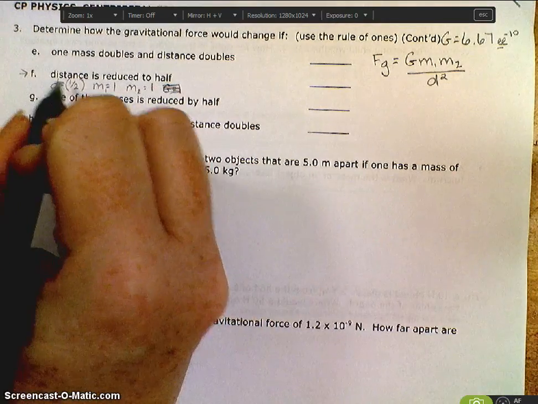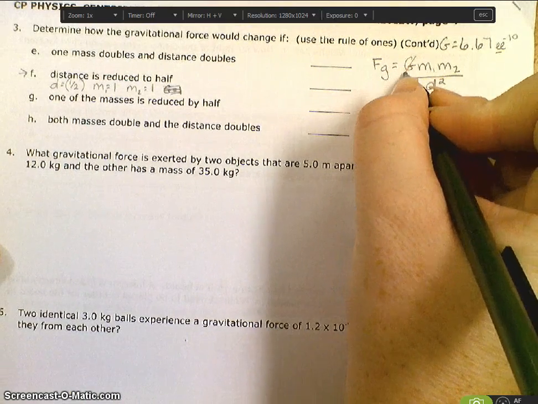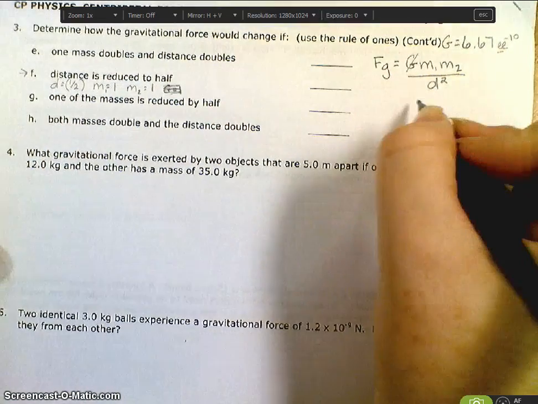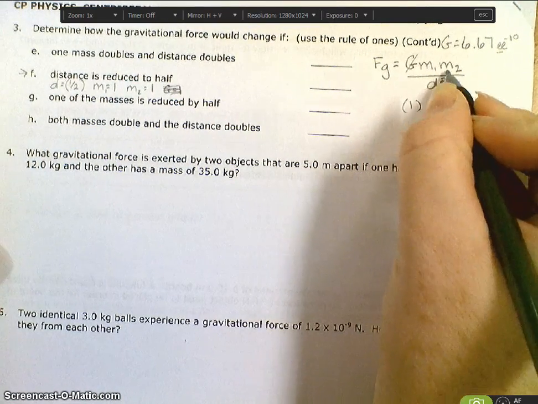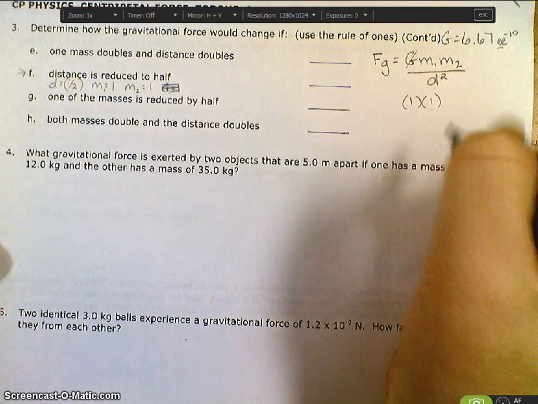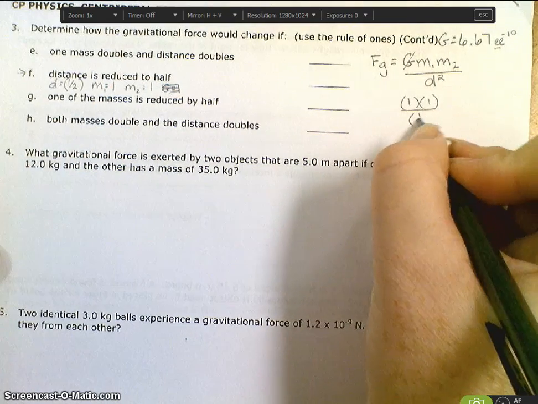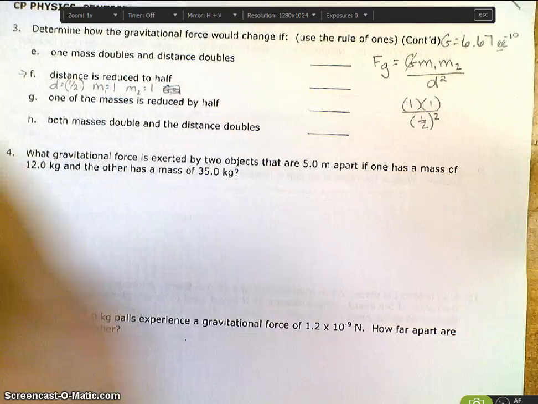Okay, so again, I'm going to work this out fraction style. So I look over here and I'm going to drop that G. My M1 is going to be a 1. My M2 is also a 1. Remember, they did not change. All of that divided by D, but I need to square it.